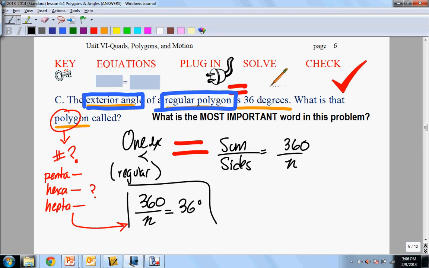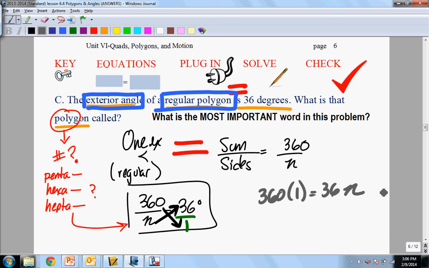Here's your starting equation. Cue your classmates to put this over 1, and now it's just a matter of cross multiplying, showing your work. So it's 360 times 1 equals 36 times n. You want to get n by itself. Divide both sides by 36. That goes in there one time.